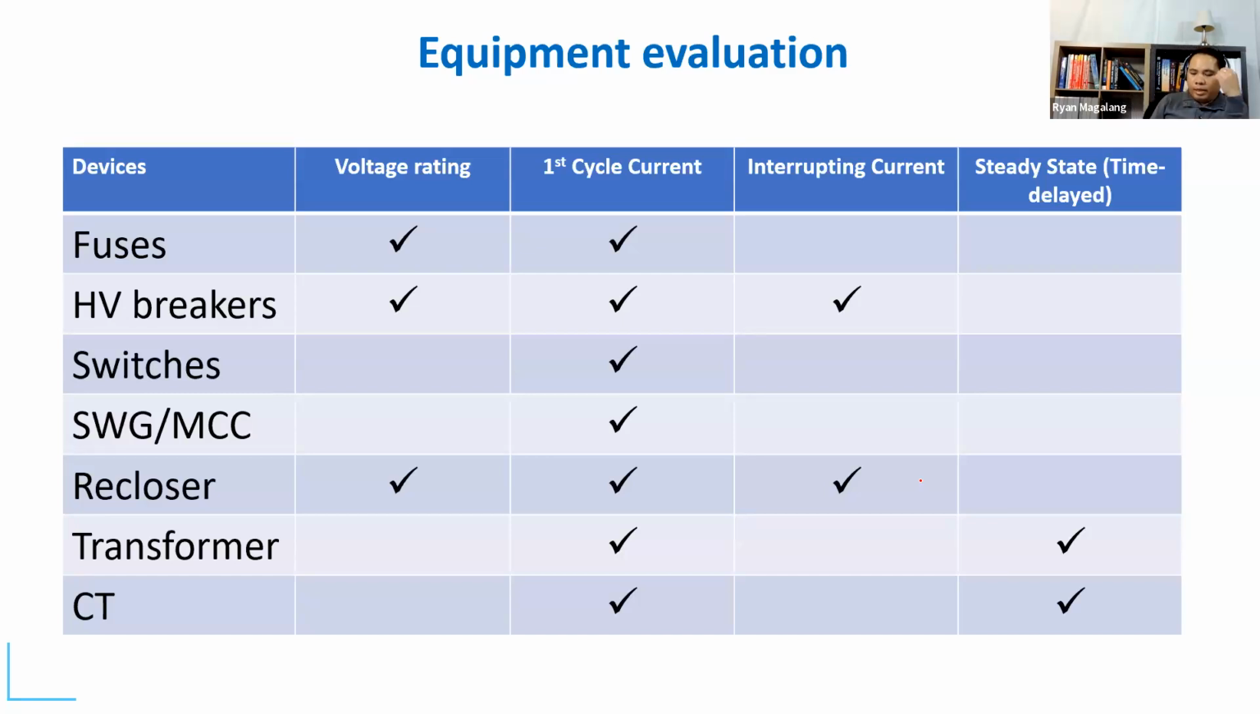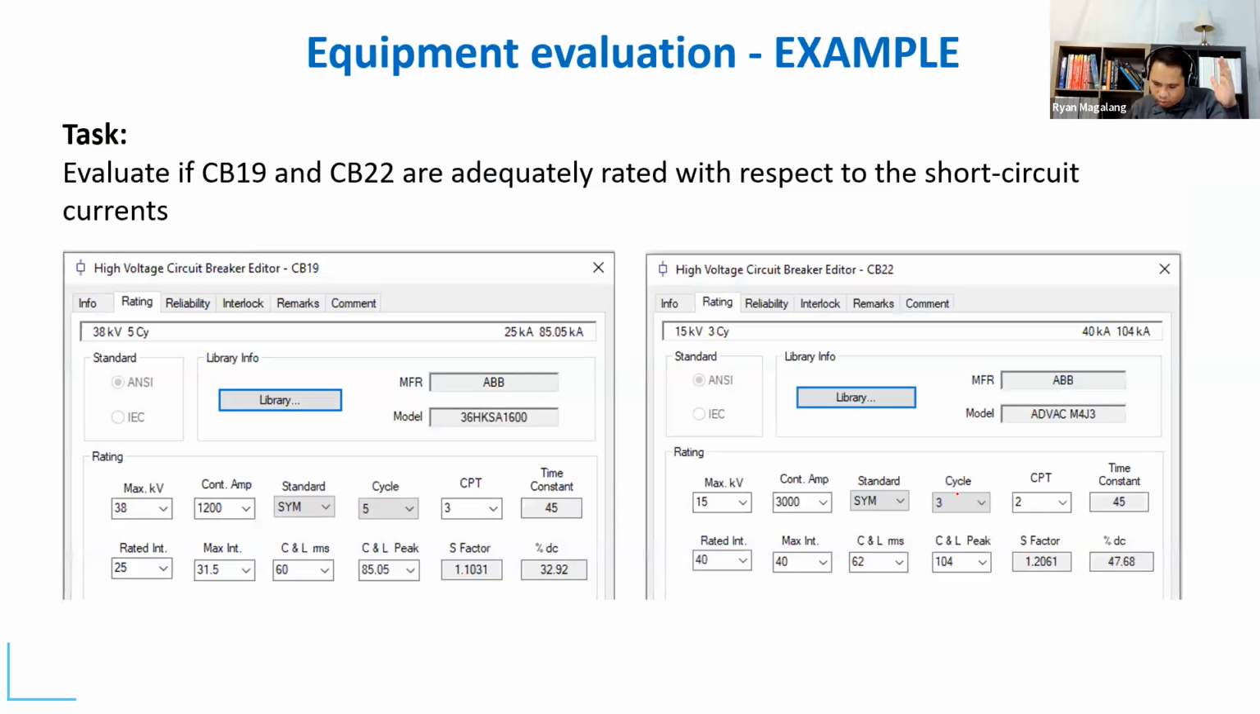Meaning that breakers have been tested to a certain level of asymmetrical rating, which I said, I don't know if I have it here. Let's see, high voltage breaker. So you have S factor is not the same here.